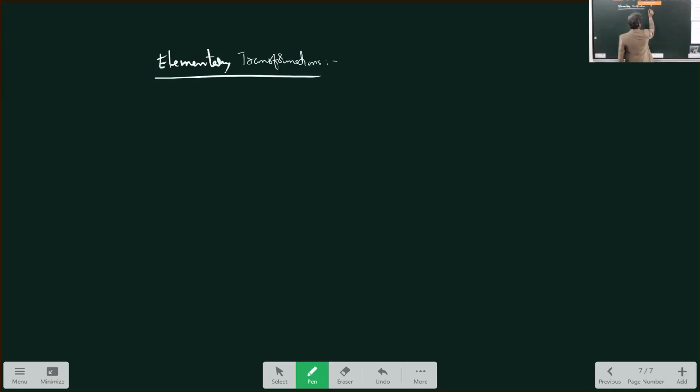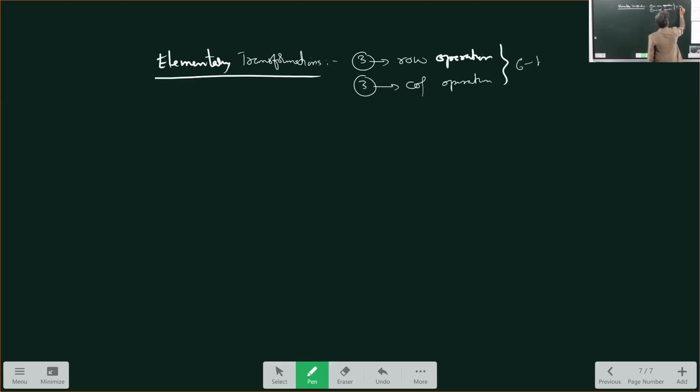There are three elementary transformations related to rows. There are three elementary operations related to columns. So we call them row operations and column operations. So totally 6 basic operations. Okay, so there are only 6 elementary operations. We call them transforms. So the first operation is related to row.